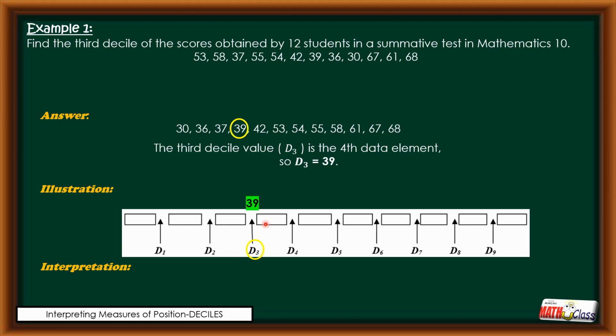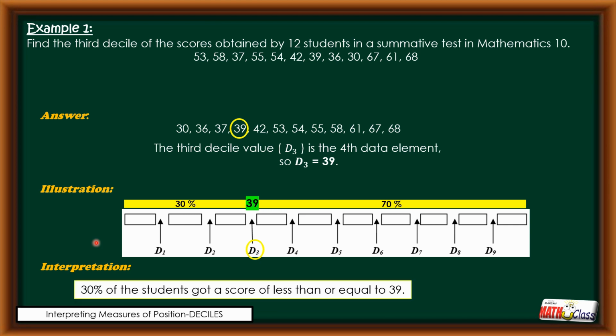Its value is 39. We all know that D3 or the third decile separates the lowest 30% from the other 70%. 30% plus 70% is equal to 100. So based on the illustration, we can interpret that 30% of the students got a score of less than or equal to 39. On the other way around, we can also say that 70% of the students got a score of greater than or equal to 39. Now, let us proceed to the second example.